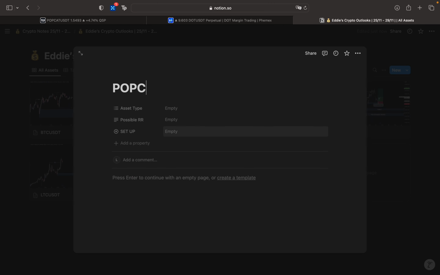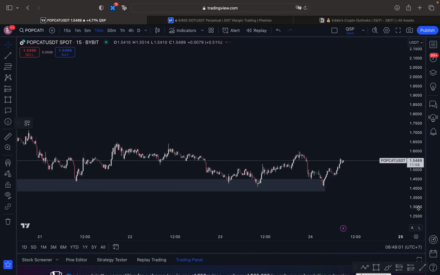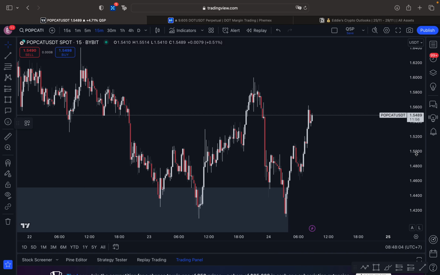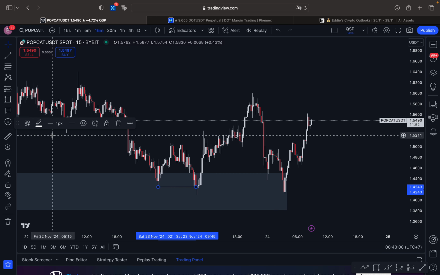So Popcat, H1. This is the story. H1, it just gave us a nice rejection. Rejection from BOS plus demand. Now we're jumping down to the M15. Then what are we seeing? We're seeing the structural confirmation I was just talking about. We had a change of character here.